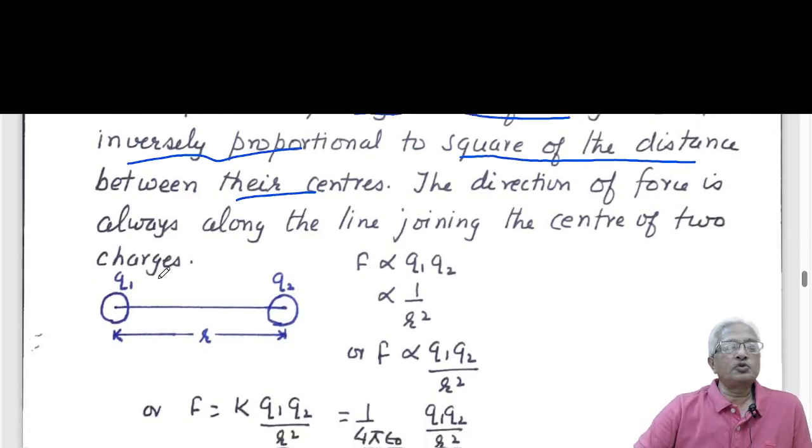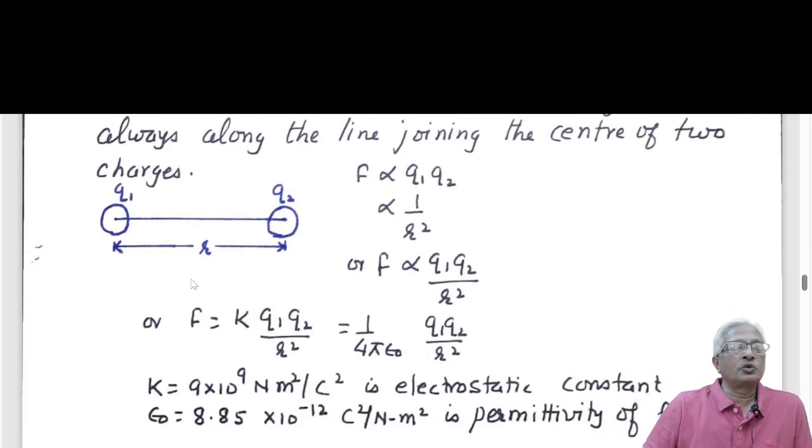Here we have two charges Q1 and Q2. This is Q1 here and this is Q2. Their centers are separated by a distance r. So what does Coulomb's law say? Force must be proportional to the product of the magnitudes of the charges, and inversely proportional to the square of the distance between them. Combining both these, we obtain F proportional to Q1 Q2 upon R square. To remove the proportionality sign, I require a constant. So F would be equal to K Q1 Q2 upon R square.